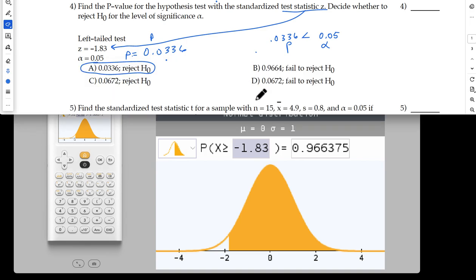So be careful. P-values are supposed to be small, but had it asked for the right tail test, that's what we would have done. This would have been the correct answer, and we would have definitely failed to reject had this been a right tail test. But the key part is it was a left tail test. All these things. Okay. Very good. That's question 4.